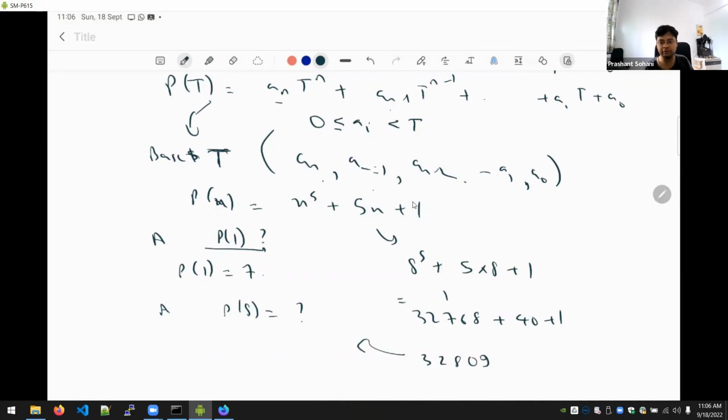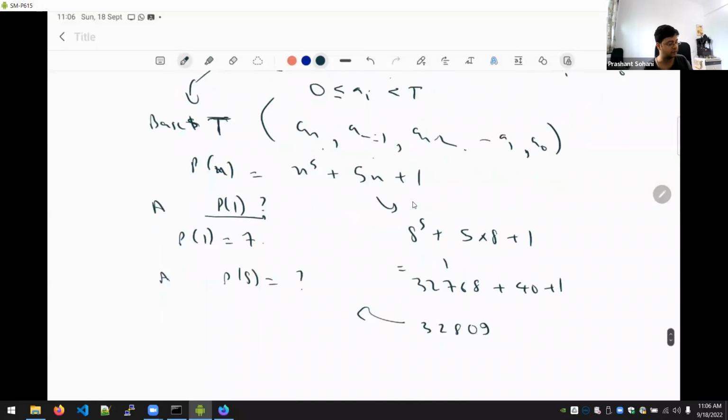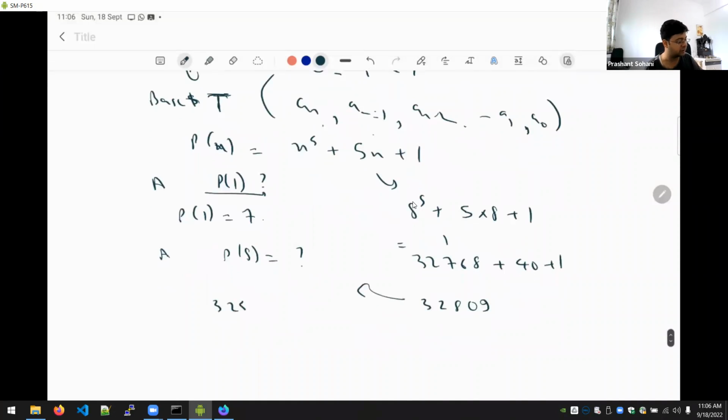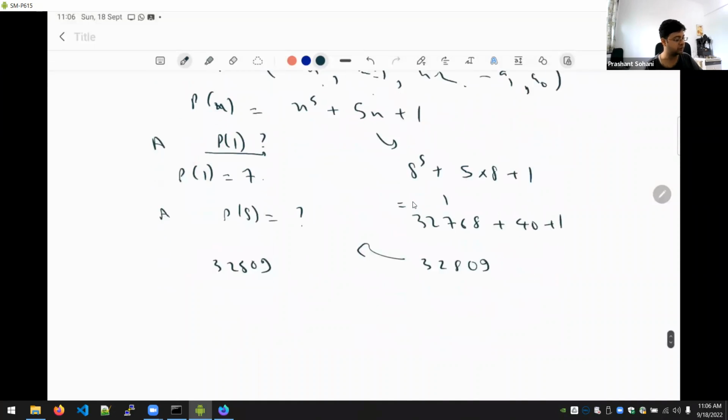So Bob replies with the number 32809. Now what Alice has to do is write 32809 in terms of base 8. Base 8 means each position represents a power of 8. So we have to write this in this base.